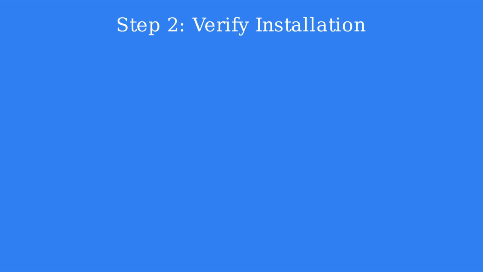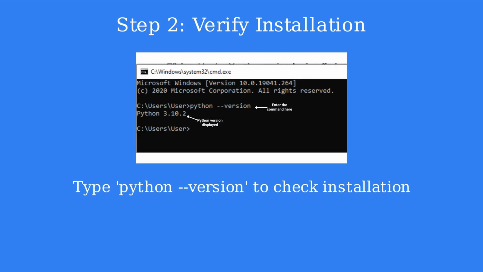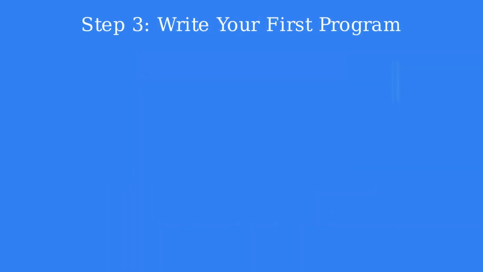Once Python is installed, it's important to verify that everything is working correctly. Open your command line or terminal and type python --version. This command will display the version of Python that's installed on your system. If you see a version number like Python 3.10.2, congratulations, Python is installed correctly.